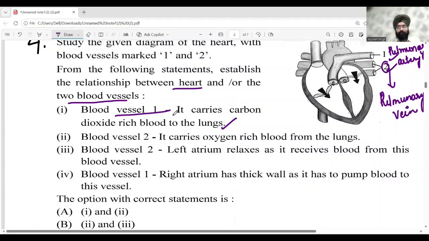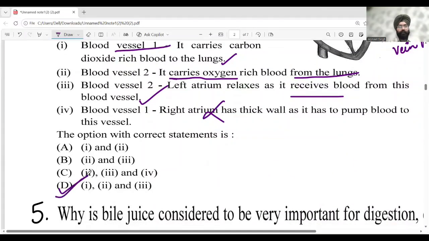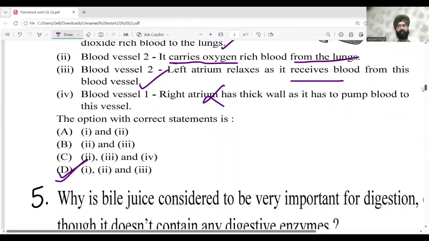Blood vessel 1, which is pulmonary artery, carries carbon dioxide rich blood to the lungs. Absolutely correct. Blood vessel 2, that is pulmonary vein, carries oxygen rich blood from the lung. That is also true. Blood vessel 2, pulmonary vein, left atrium relaxes as it receives blood from this blood vessel. Absolutely true. Fourth option, blood vessel 1, pulmonary artery, right atrium has thick wall as it has to pump blood to the thin vessel. No, it is wrong. 1, 2, 3 are correct. So let's see the collective options over there. Yeah, D option is absolutely correct. Let's move to the next question.